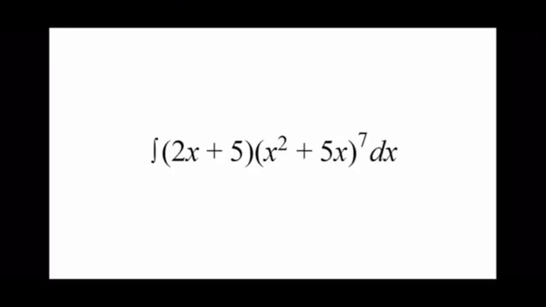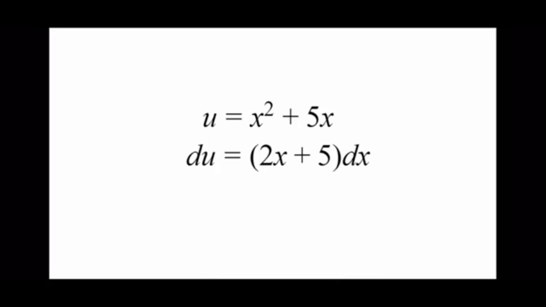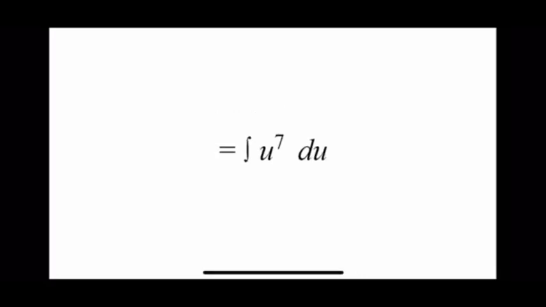The problem we will be doing today is the integral of 2x plus 5 times x squared plus 5x to the 7th power dx. To start off this problem, you find the u. The u for this problem is x squared plus 5x. After this, you find the du. The du is 2x plus 5 dx. Now that you've found your u and your du, you plug them back into the original equation, replacing all the x's, which would give you the integral of u to the 7th du.